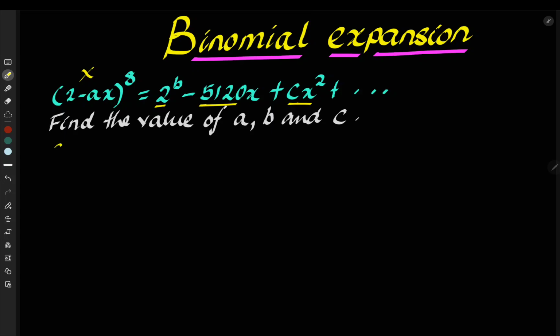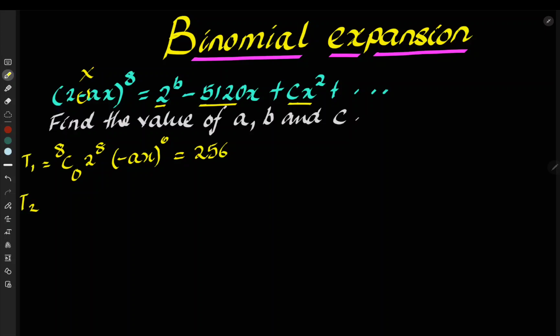Remember, the first term is always 8 choose 0. Then in this case, that will be 2 to the power 8 minus 0, that will be 8. Then in a bracket, negative ax. Remember your negative, don't forget your negative. Negative ax to the power of 0. And that will give you 256.